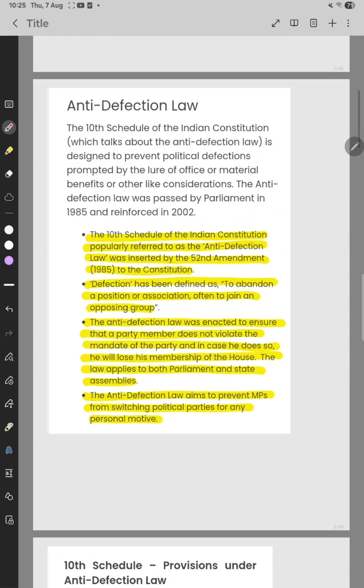The 10th Schedule of the Indian Constitution, popularly referred to as the anti-defection law, was inserted by the 52nd Amendment 1985 to the Constitution. Defection has been defined as to abandon a position or association, often to join an opposition group. The anti-defection law was enacted to ensure that a party member does not violate the mandate of the party, and in case he does so, he will lose his membership of the House. The law applies to both Parliament and state assemblies. It aims to prevent MPs from switching political parties for any personal motive.